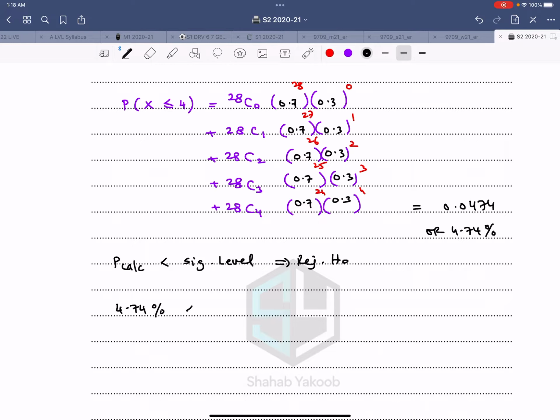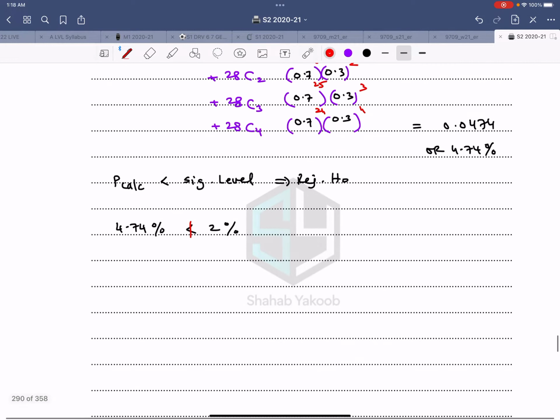4.74%, is it lesser than 2%? Definitely not. So therefore, what's the conclusion? Do not reject H naught, accept H naught. So there is insufficient evidence.